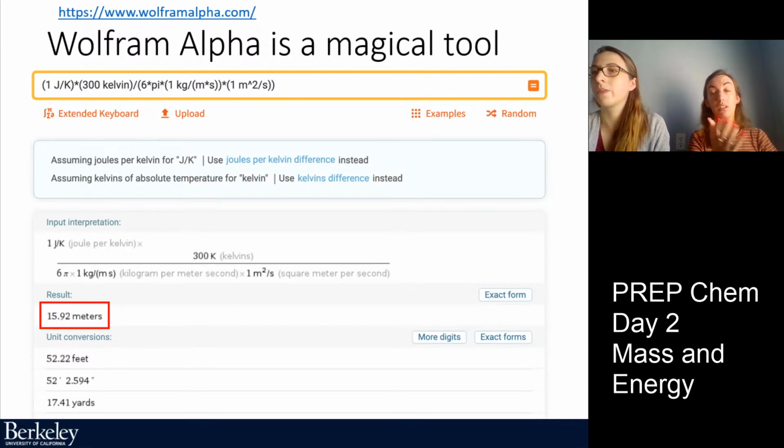And it also will convert all those units for you. So you can type in, convert 2 meters to feet, and it will do that for you. Just a really useful tool. Don't get over-reliant on it, because on tests you'll have to be able to convert units and do dimensional analysis by yourself.